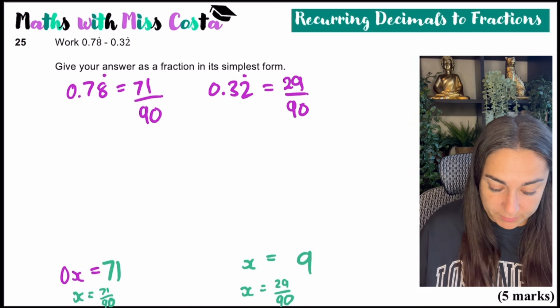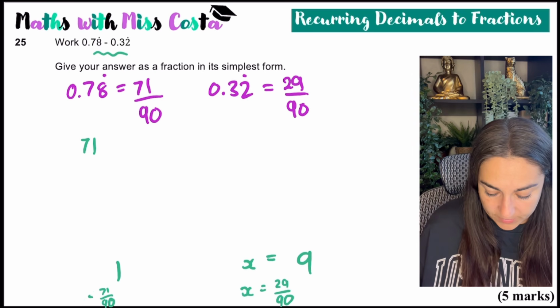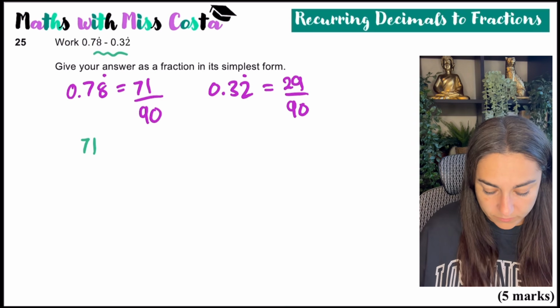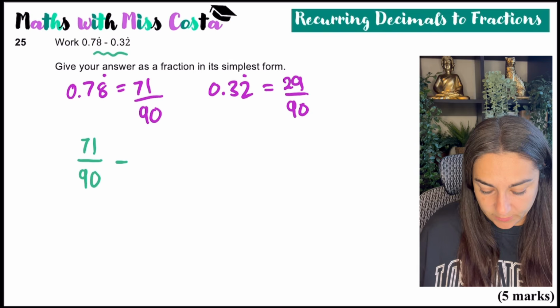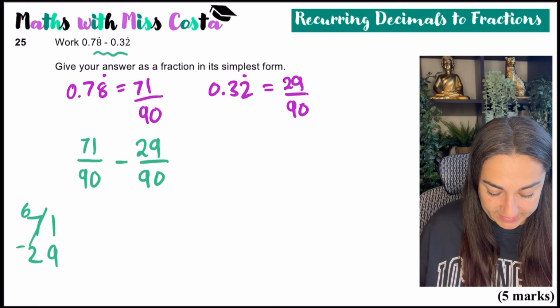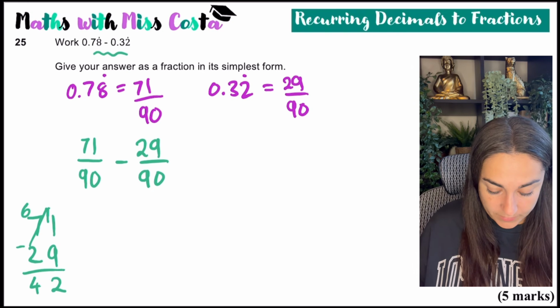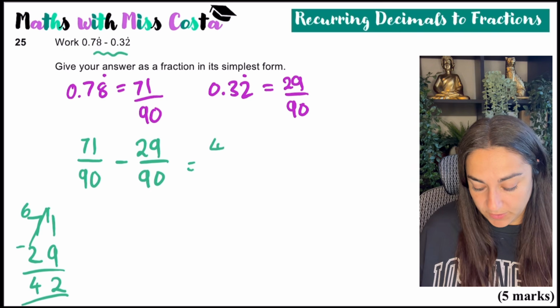So I'm subtracting them, so that's what I'm going to do. 71 over 90 take away 29 over 90. So 71 take away 29, 1 I can't do, so that becomes a 6. 11 take away 9 is 2. 6 take away 2 is 4. So that would be 42 over 90.